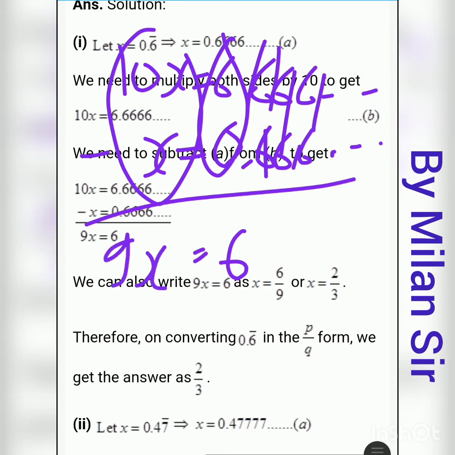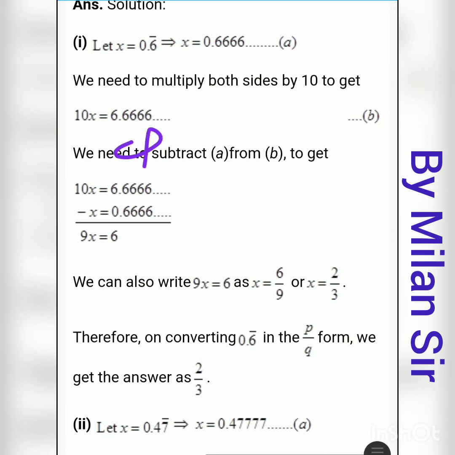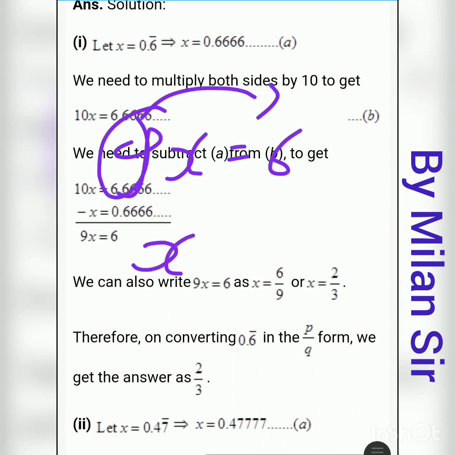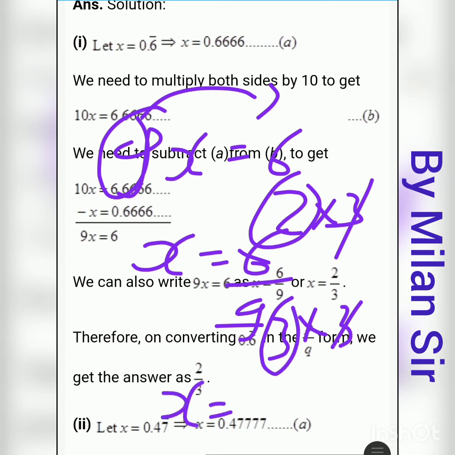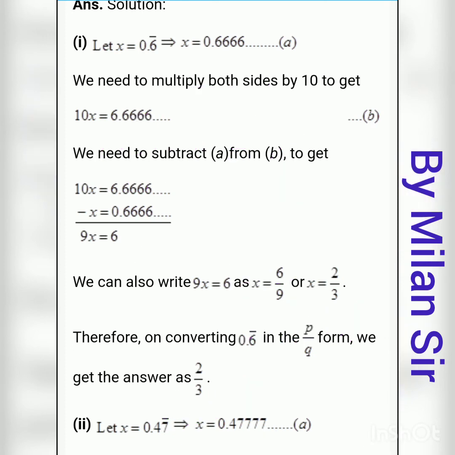Now for finding the value of x, we need to transfer this 9 to the right-hand side. It goes to the division. So 6 by 9. We can simplify this number. 2 3s are 6, 3 3s are 9. This 3 cuts, so 2 by 3. So x is equal to 2 by 3. This is the rational number in the form of p by q. So x is equal to 2 by 3. This is our final answer.